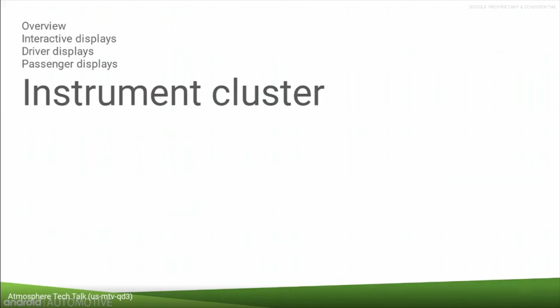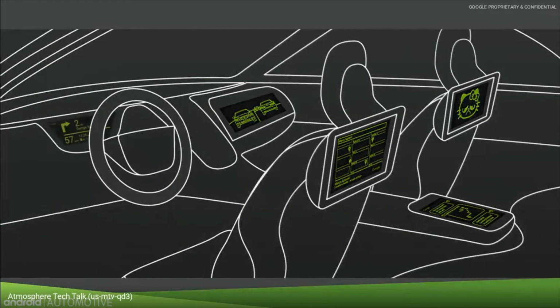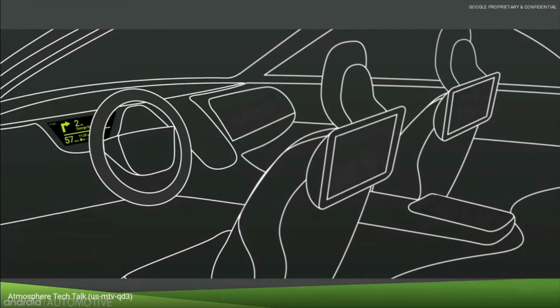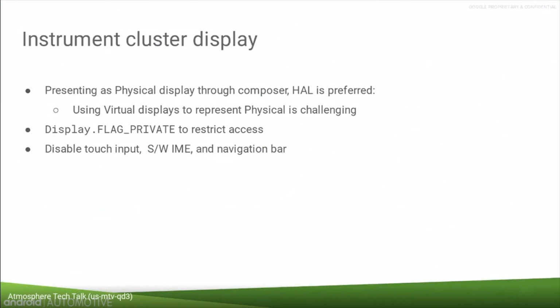Let's take a look at the instrument cluster display. In our example, this one here on the left. There are a few caveats about this. So first of all, what we learned is that using a physical display might be easier than using a virtual one, because that way you don't need to implement your own HAL. And you also need to always restrict access to this display as much as possible to prevent random apps from appearing there. So flag private makes a lot of sense. And you probably won't be interacting with this display with touch, and you don't need IME or navigation bar there. So you can disable all these features as well.